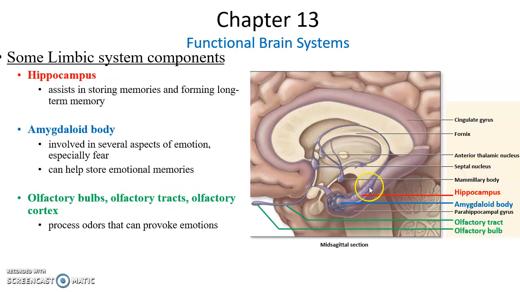One important structure is the hippocampus. The hippocampus is important in storing memories and in forming long-term memories. Also included is the amygdaloid body. The amygdaloid body is involved in several aspects of emotion, especially anger and fear, and it can help store memories related to being scared or upset. Also, it turns out, part of the limbic system includes the olfactory bulb, olfactory tract, and olfactory cortex. So smell apparently is very tightly linked to emotions, so odors can evoke emotional responses and memories.